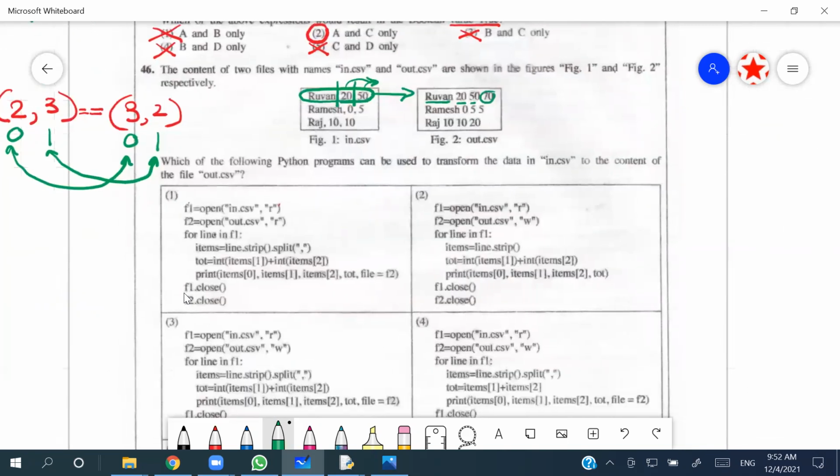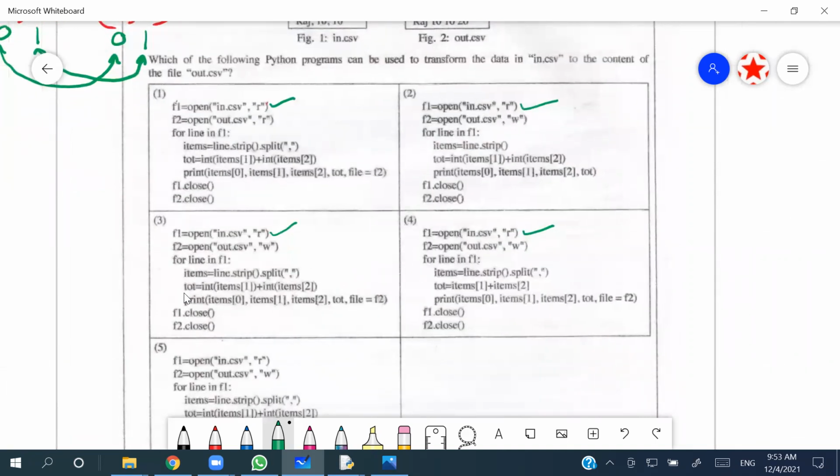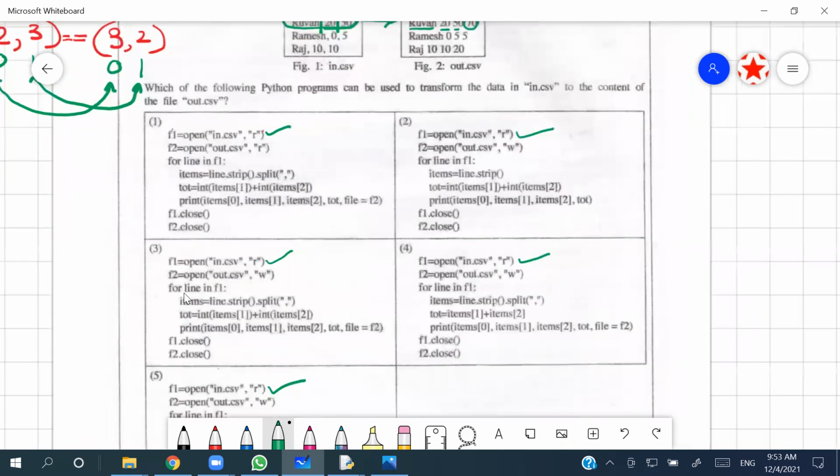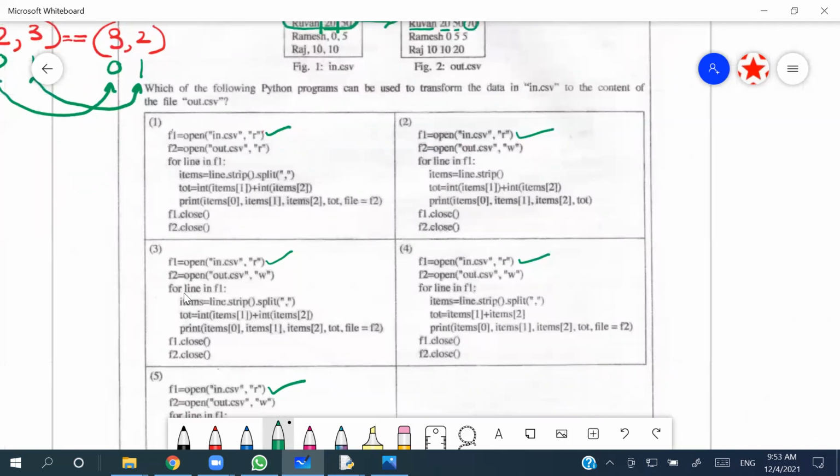So keeping that in mind, let's go. The first one, F1 equals open in.csv. They have opened it with read. That is correct. In all the answers, the first line is opening with a read. So everything is correct. And the next line, F2, that is out.csv. Here in the first one, they are opening this with a read access modifier. So it is wrong because you have to open it with the write access modifier.